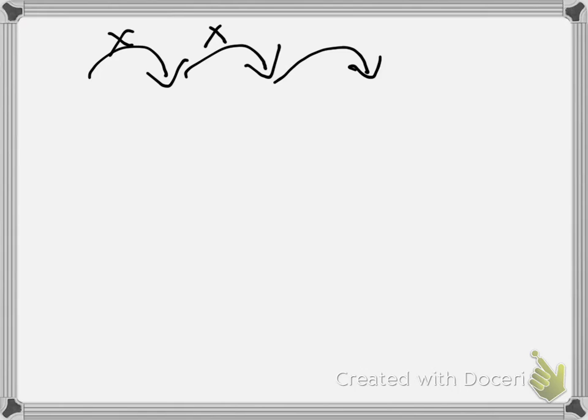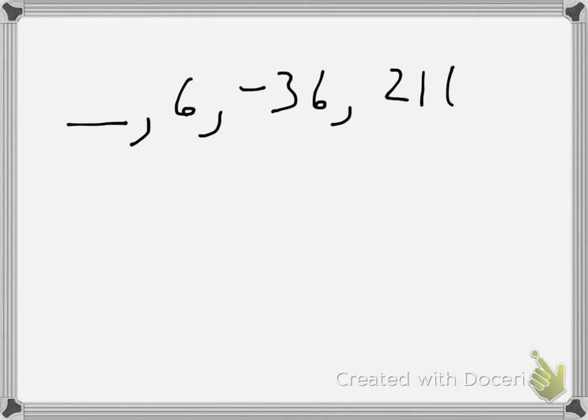Our next one says fill in the missing numbers in the geometric sequence. A geometric sequence is when you are multiplying to move to the next number, and you always multiply by the same number. Or if you are going the opposite direction, you would divide. So that's going to be a geometric sequence. Let's take a look at the first one. We have blank, then 6, then negative 36, and 216.